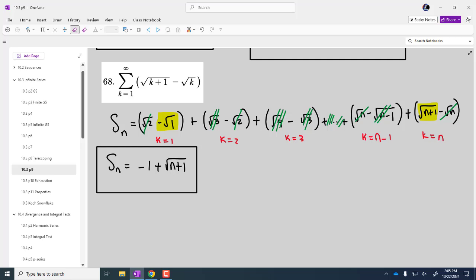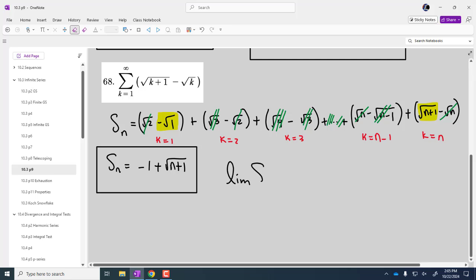And now if we want to decide whether this infinite series converges or not, we take the limit of S sub n as n goes to infinity. And what's that going to be?